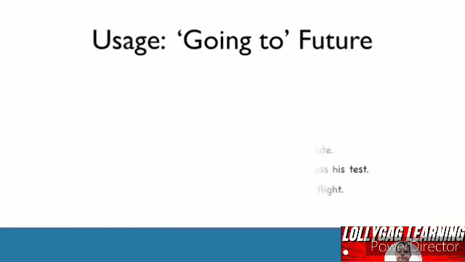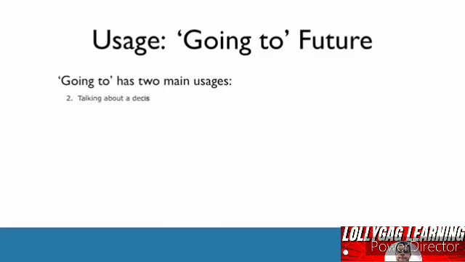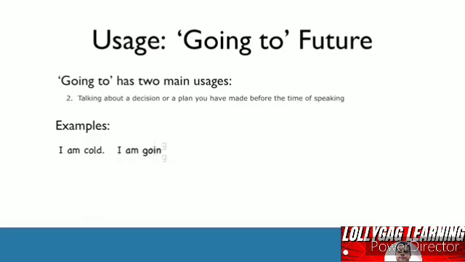Let's look at the second usage of the going to future. When you talk about a decision or a plan you have made before the time of speaking. For example, I'm cold. I'm going to put the heater on.